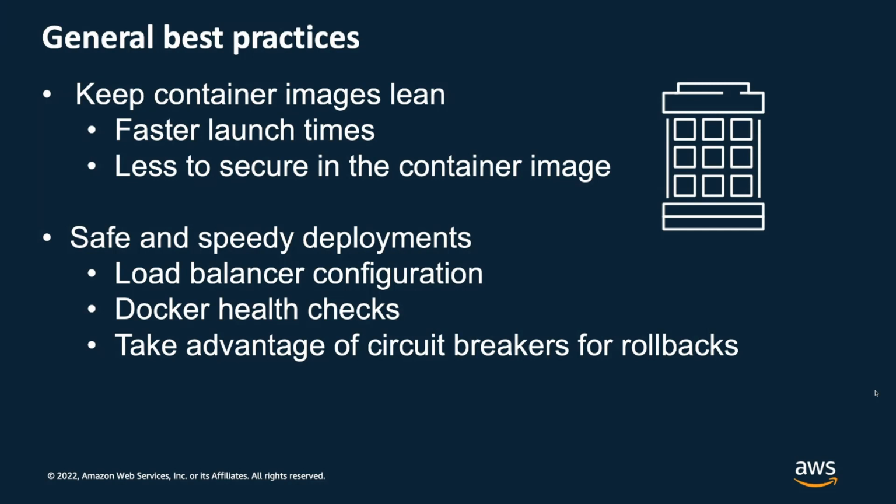ECS has a functionality called circuit breakers for deployment specifically. And what they do is they will monitor the deployment. And if your deployment is failing, meaning your tasks come up and then they fail health checks, the circuit breaker will automatically roll back to the previous version if you enable that, or it will just fail the deployment. If you enable rollback, obviously this saves you the time from having to intervene.